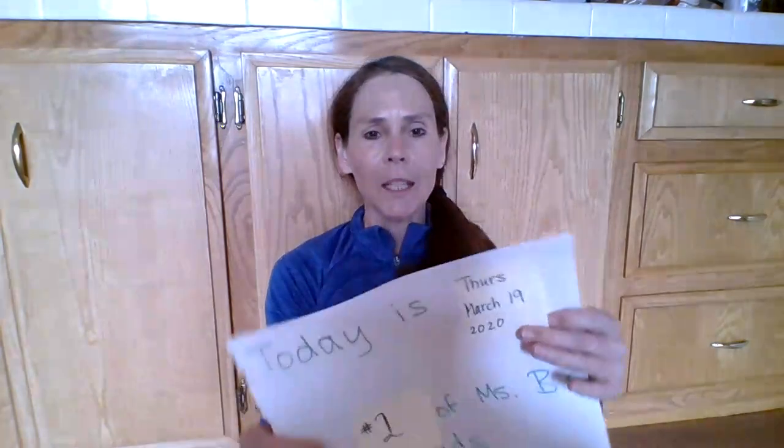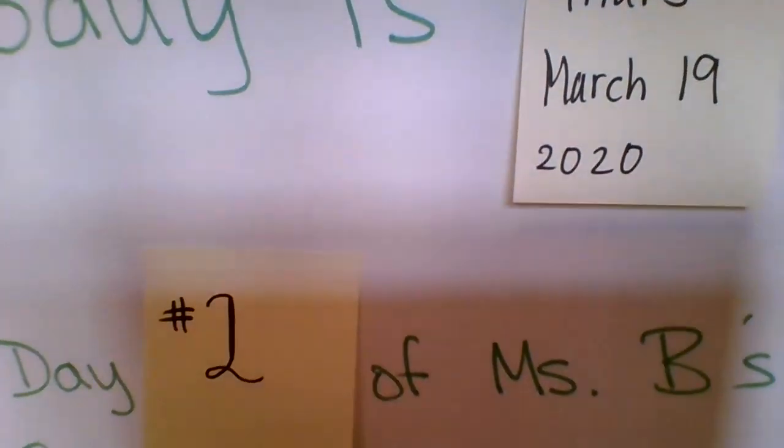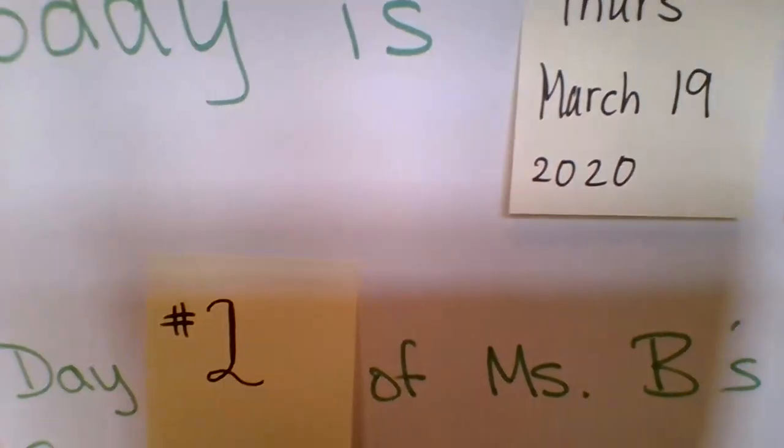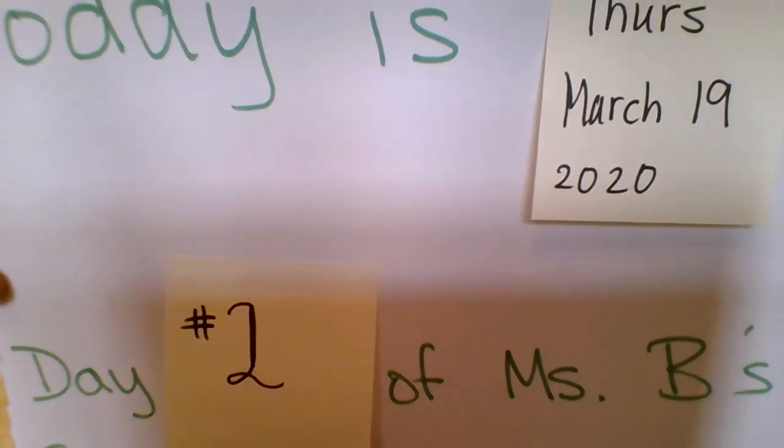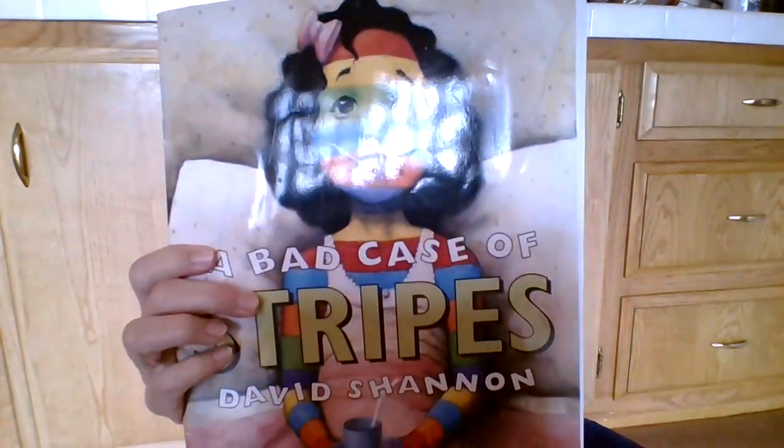Today is Thursday, March 19th. It is day 2 of Ms. Bauer's Read Alouds. Today we are going to read a very famous story. The title is called A Bad Case of Stripes.